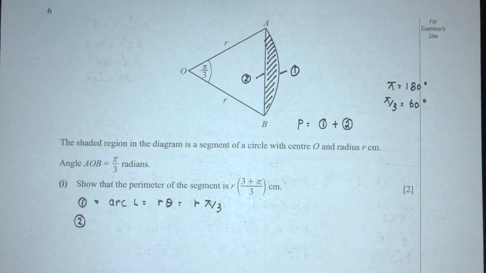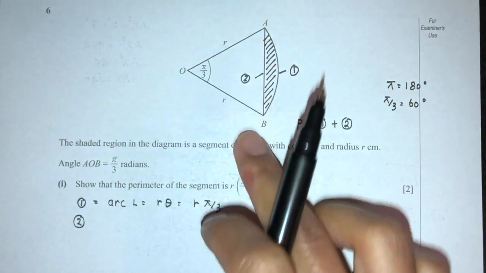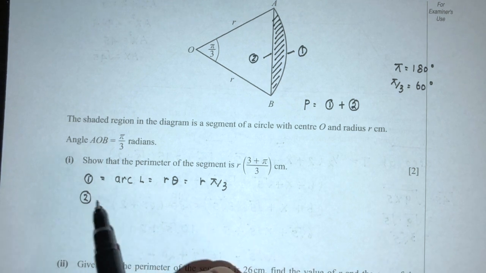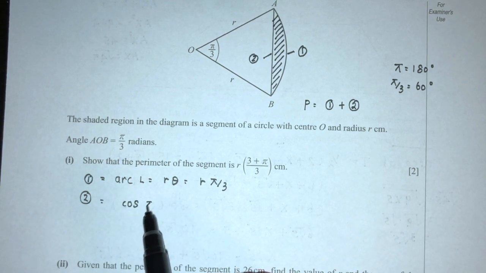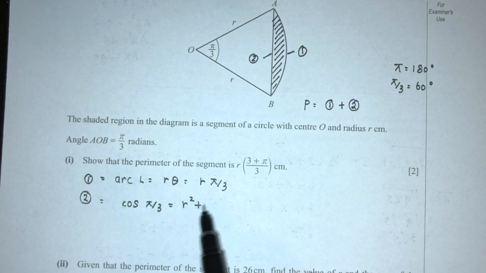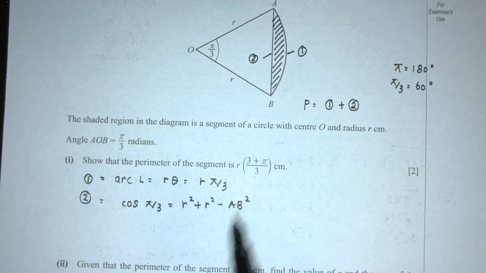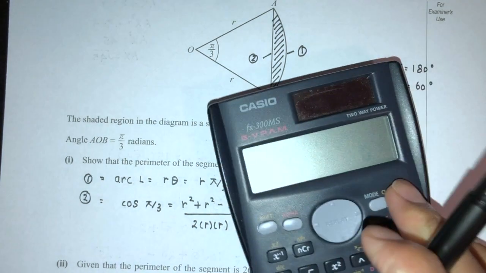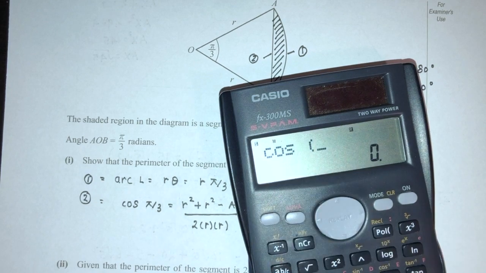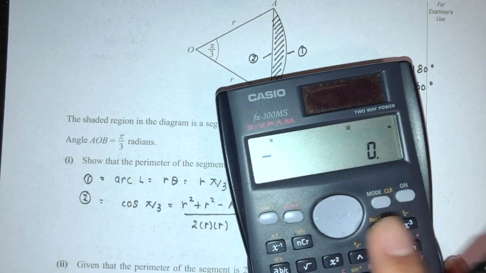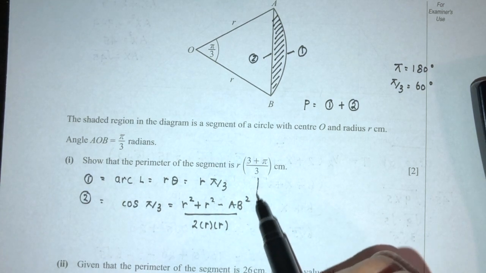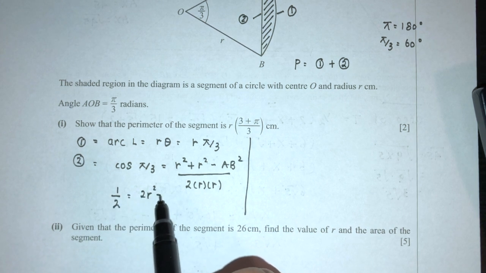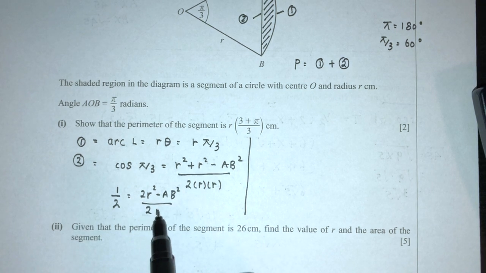So if you observe, you can use your cosine rule, right? Because you know OAB is also a triangle. If you look at this, you know these two sides, you know the angle in between, you can use your cosine rule. So you would say cosine of the angle pi by 3 is equal to r square plus r square minus AB square divided by 2 times r times r. Now you can simplify, so in radians cos of pi over 3 will be 0.5, which is half. So you will have, let's continue here for now, half is 2r square minus AB square over 2r square.